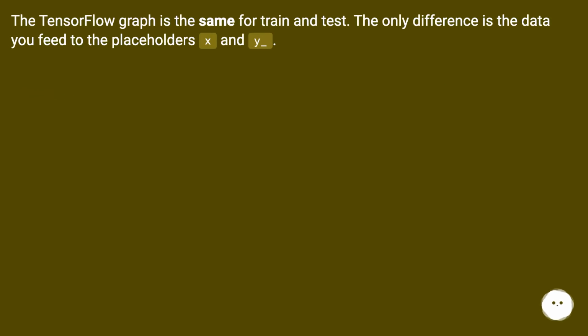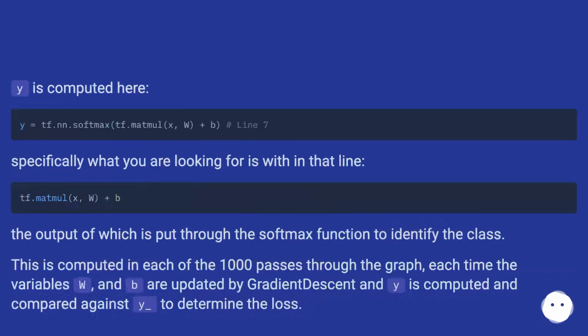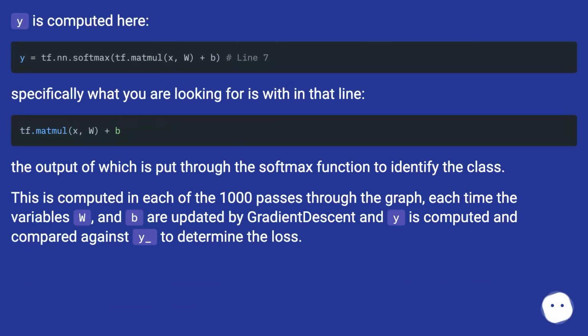The TensorFlow graph is the same for train and test. The only difference is the data you feed to the placeholders x and y_. Y is computed here.